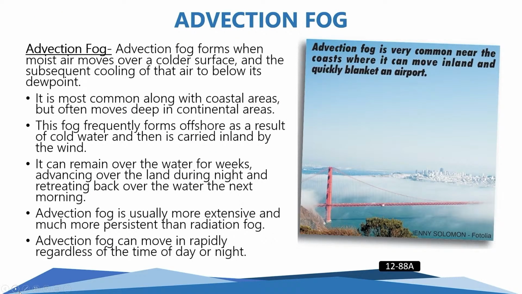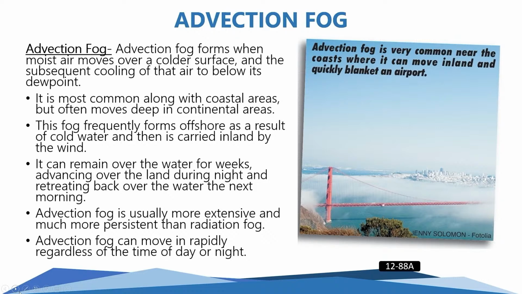Advection fog is very common in the Bay Area, if anyone is from there or has visited, and basically along the coastal areas as well. This is going to form when we have moist air which moves over a colder surface, and then the subsequent cooling of that air to at or below its dew point. You're going to hear that term quite frequently.